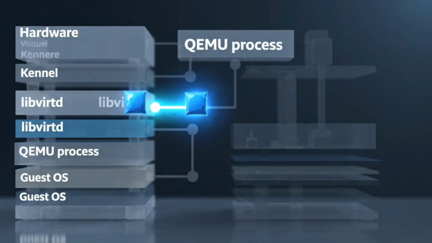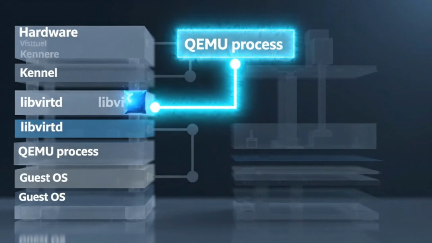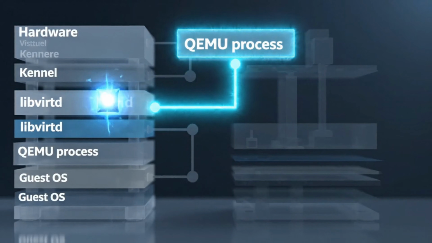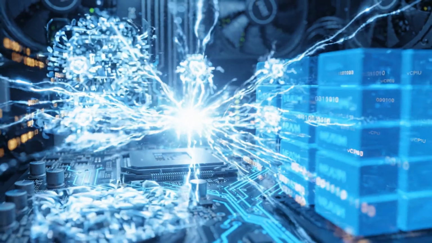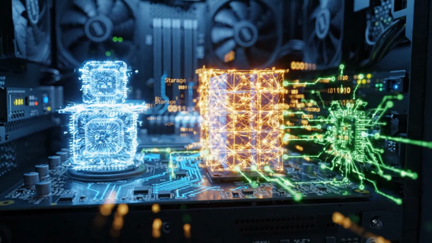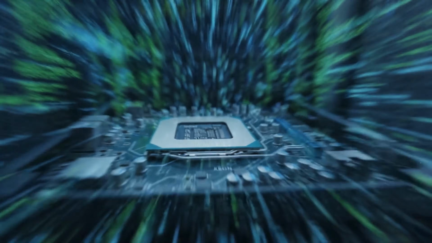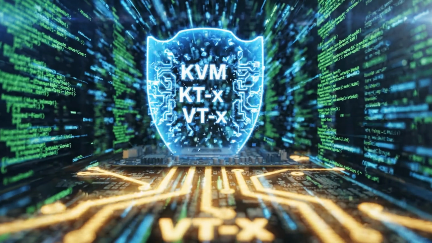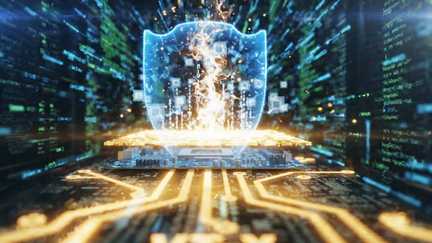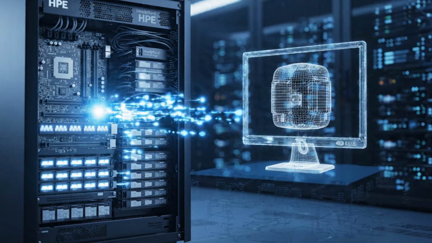Libvirt validates the request, checks the virtual machine configuration, verifies permissions, and determines which virtualization driver should handle the operation. If the request is valid, Libvirt communicates with QEMU to create or manage the virtual machine, while KVM provides the hardware-assisted virtualization capabilities inside the Linux kernel.